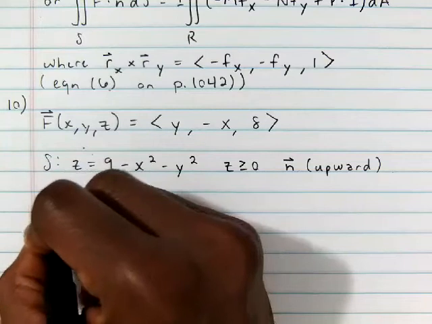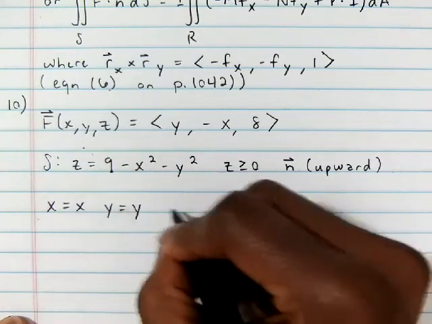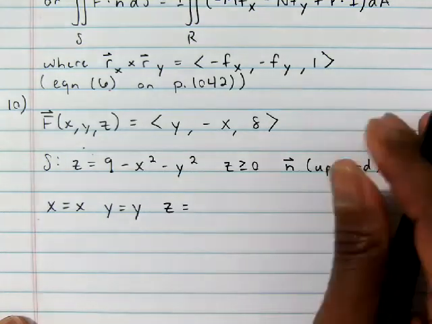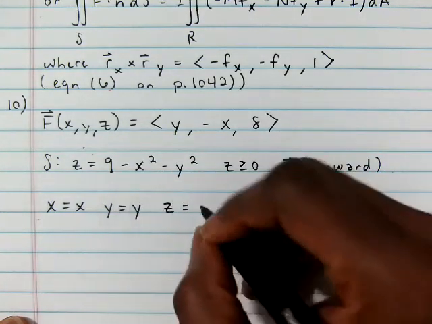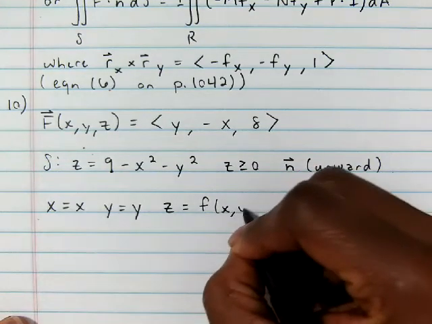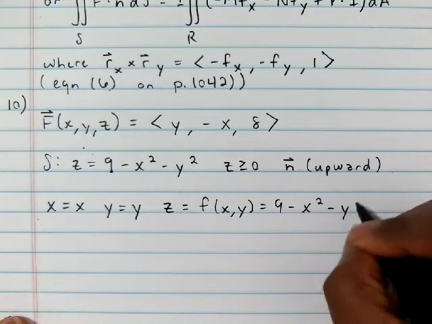So here we're going to use x equals x, y equals y, and z equals f of x y, which for us is 9 minus x squared minus y squared. But I'll just write out the f of x y first: 9 minus x squared minus y squared.